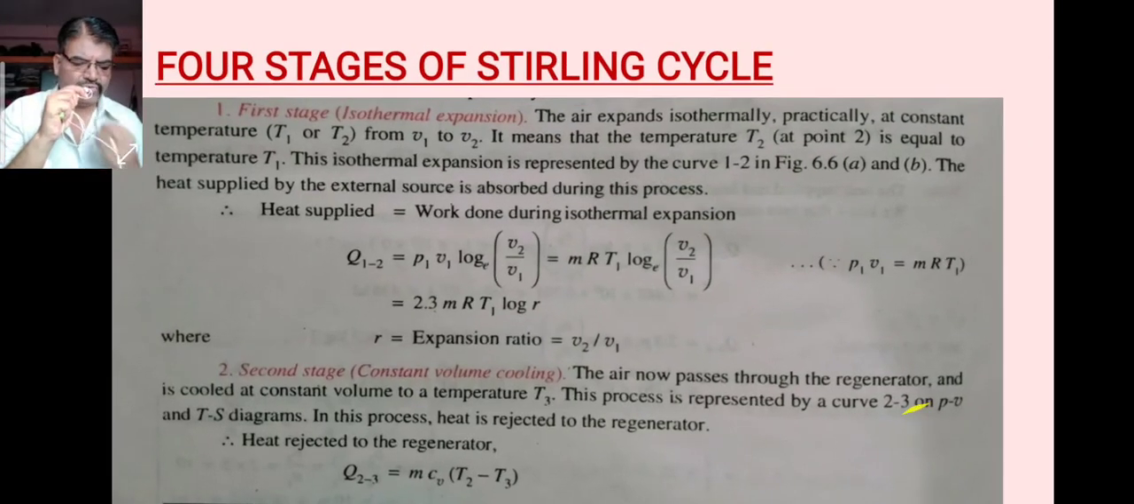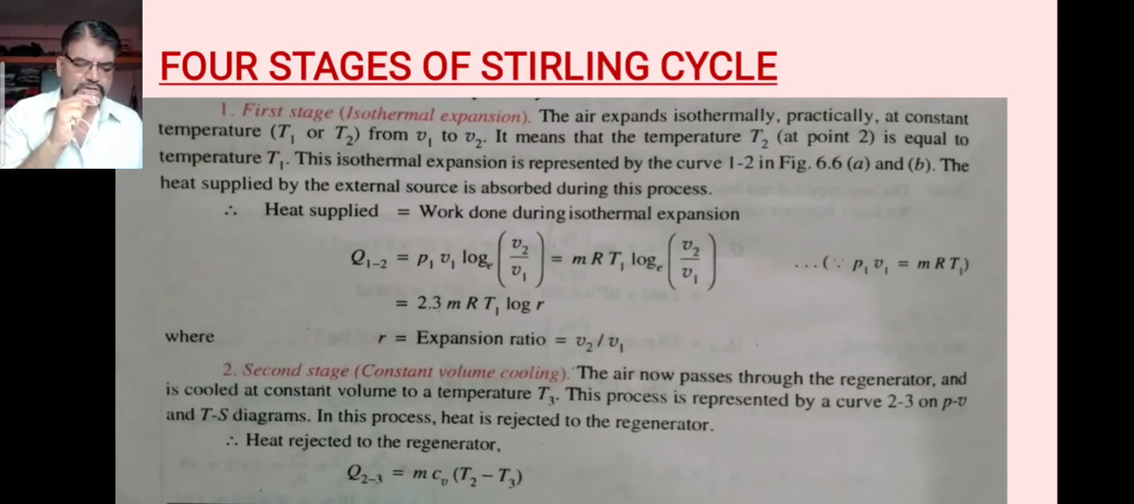The first stage represents isothermal expansion. In this, the air expands isothermally at a constant temperature from V1 to V2. It means in this process, isothermal expansion, the heat supplied is equal to the work done during the isothermal expansion. Therefore we can represent Qs equal to Q1 to 2, that is P1 V1 log to the base e V2 upon V1. It means MRT1 log to the base e V2 upon V1, given by the standard equation 2.3 MRT1 log r, where r is the expansion ratio, which we can represent as V2 upon V1.